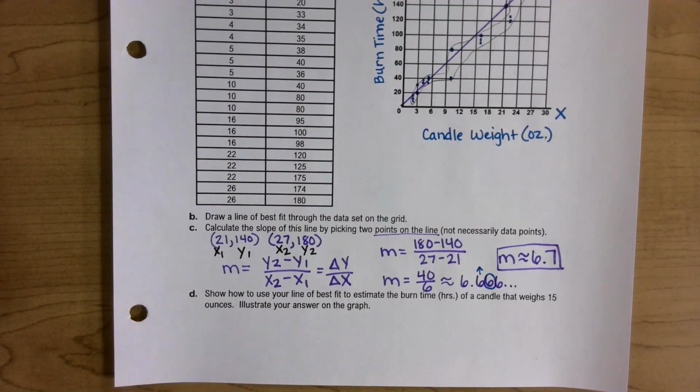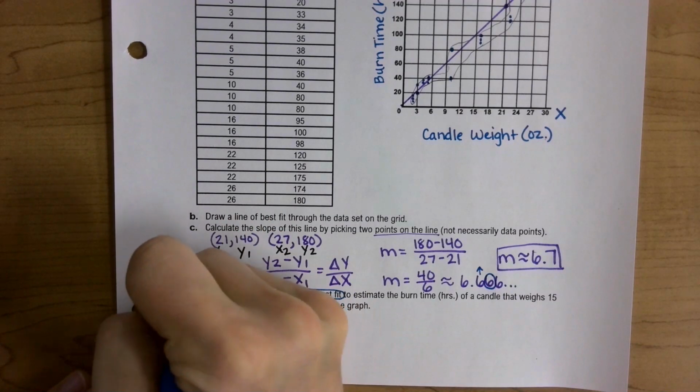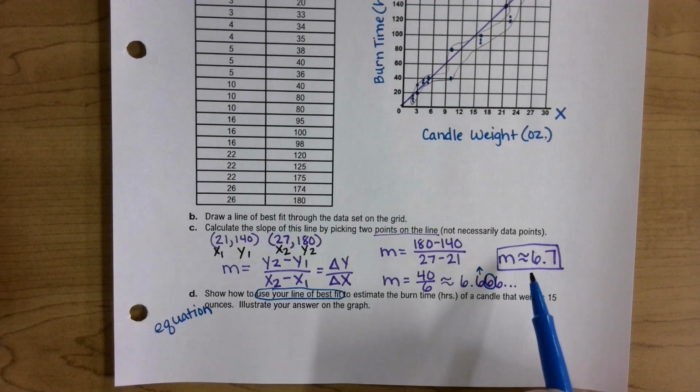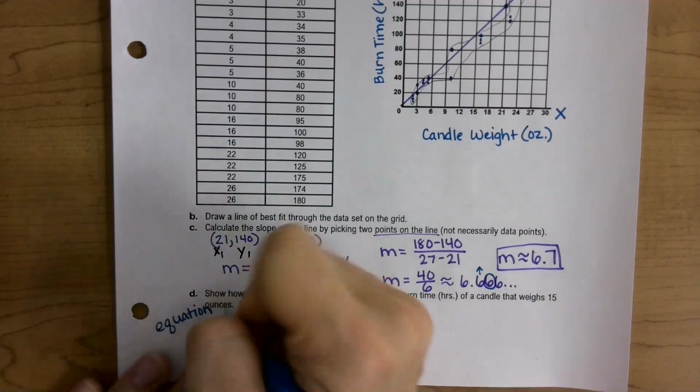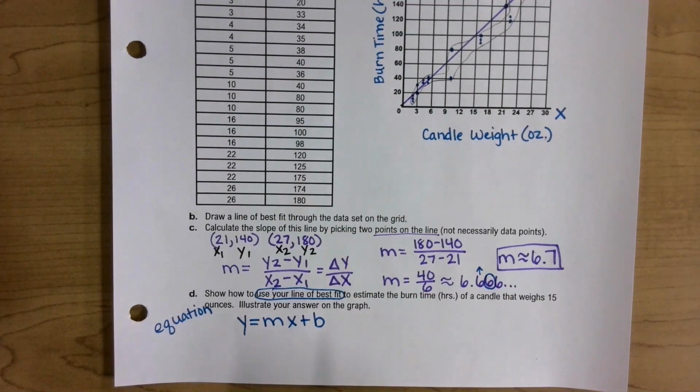Then D, show how to use your line of best fit to estimate the burn time hours of a candle that weighs 15 ounces. Illustrate your answer on the graph. So I still need to make sure I have my equation. If it says to use your line of best fit, this is asking you to use an equation from your line. So if my slope of my line is 6.7, I also need to plug this into the equation y equals mx plus b, because it's linear. So I know m is 6.7.